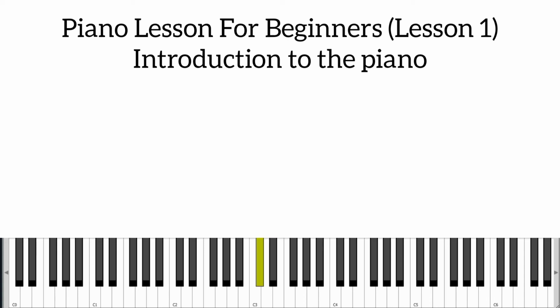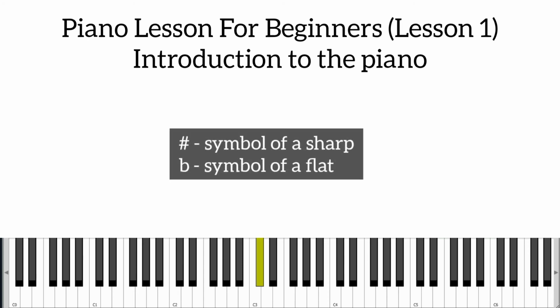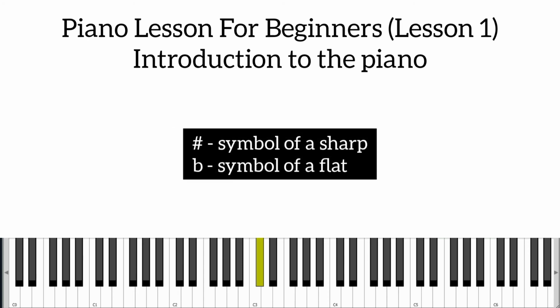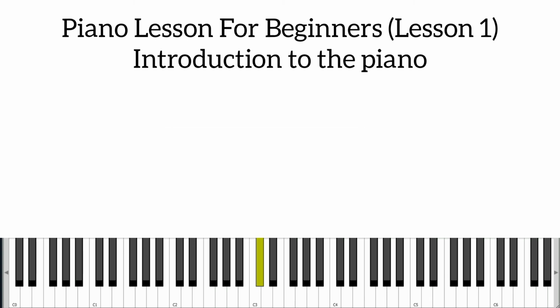So whenever you see this group of two black notes, the first note in this group of two black notes is called C sharp or D flat. Now you might not understand what the sharp is or what the flat is. Don't worry. As we go on in this series, I'm going to explain it, okay? But if you look at the screen right now, you're going to see the symbol for a sharp, and you're also going to see the symbol for a flat. So this note here is called C sharp or D flat.